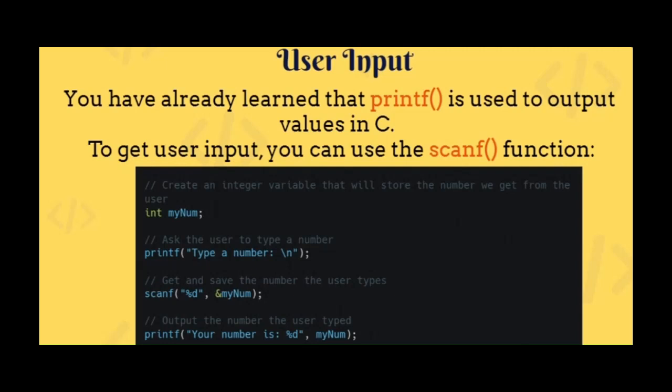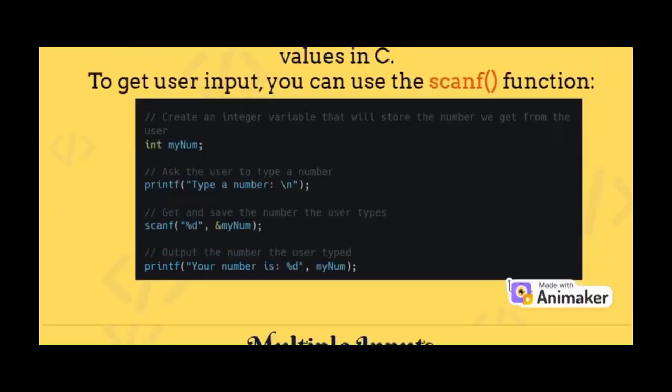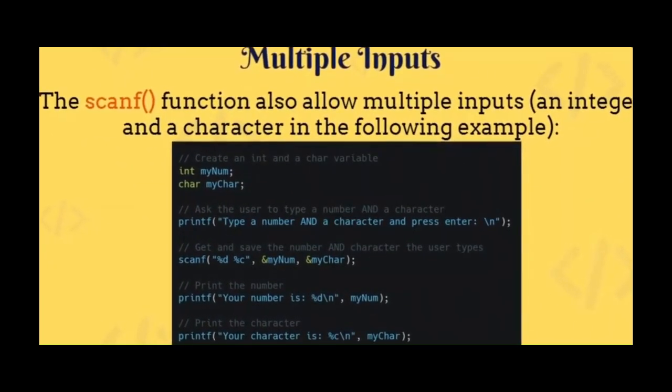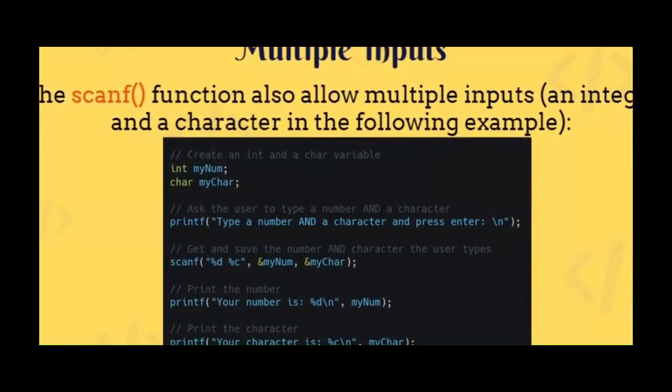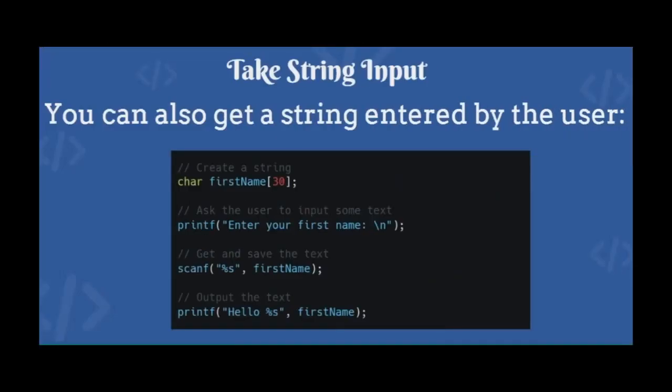The scanf function takes two arguments: the format specifier of the variable, %d in the example above, and the reference operator &myNum, which stores the memory address of the variable. Multiple inputs. The scanf function also allows multiple inputs, an integer and a character in the following example. Take string input. You can also get a string entered by the user, like this example.